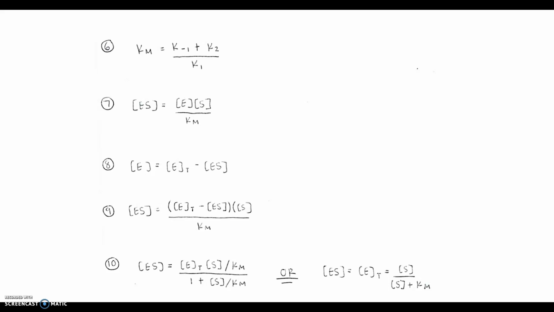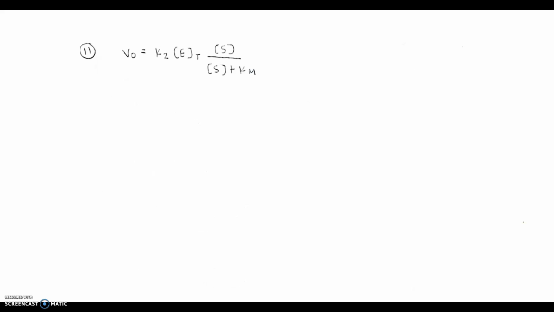And so from step 10 then, we are going to substitute the expression for the ES into our original equation, not equation 16, but the equation all the way back at the beginning, our number 3, which was that V0 is equal to K2 times the ES. When we substitute this expression number 10 into that original equation, we're left with this, solving again for that V0, or the velocity.